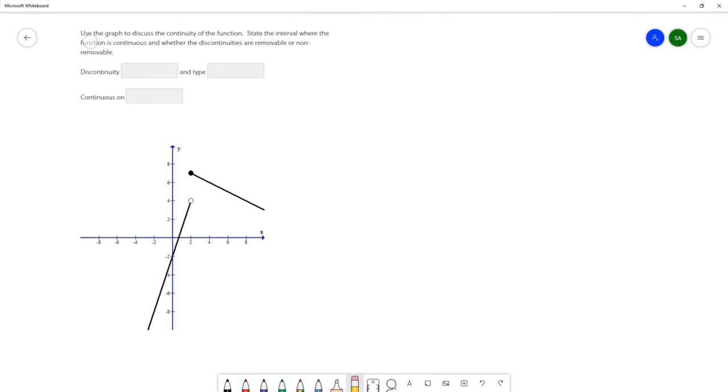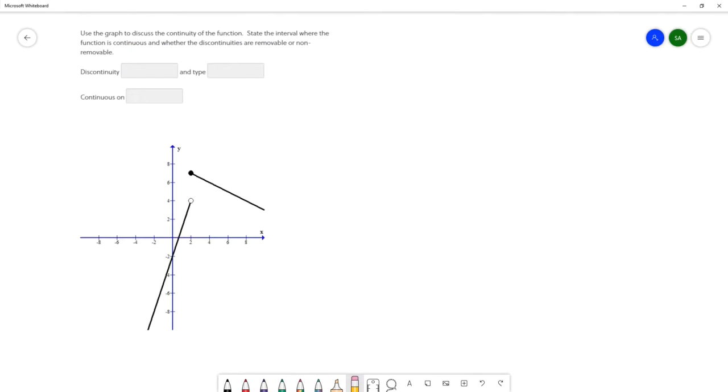In this question, we want to use the graph to discuss the continuity of the function, state the interval where the function is continuous, and whether the discontinuities are removable or non-removable. So on this question, we have a couple blanks to fill in. We want to state where the discontinuity is, what type that discontinuity is, whether it's removable or non-removable, and then also state the interval in which the function is continuous.